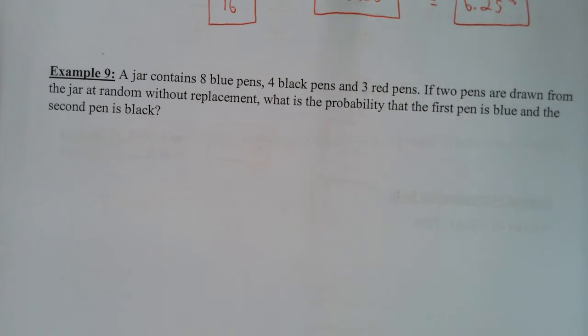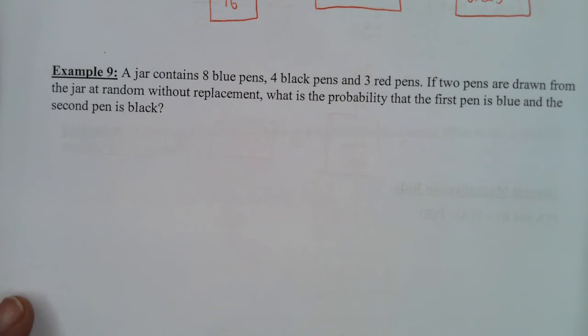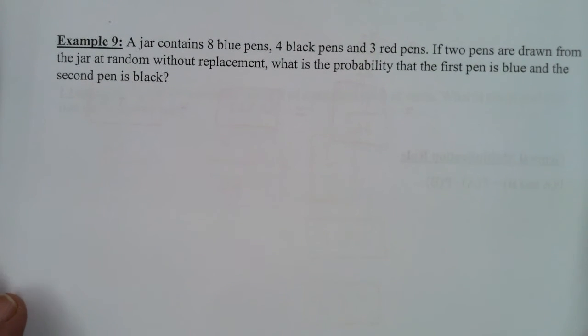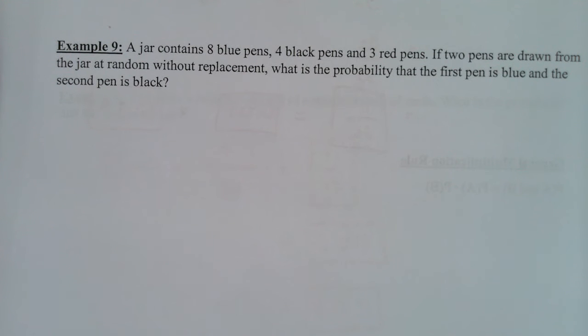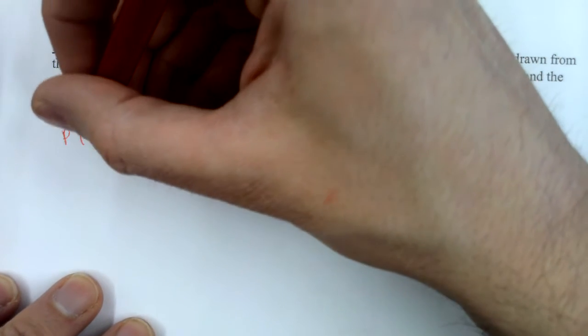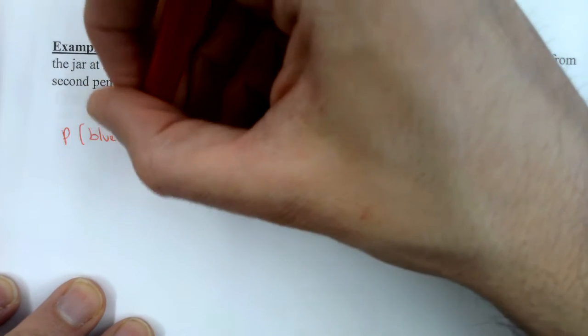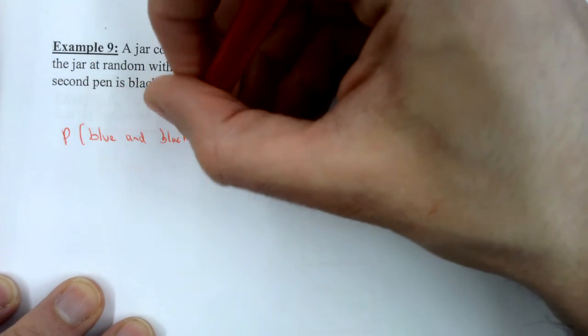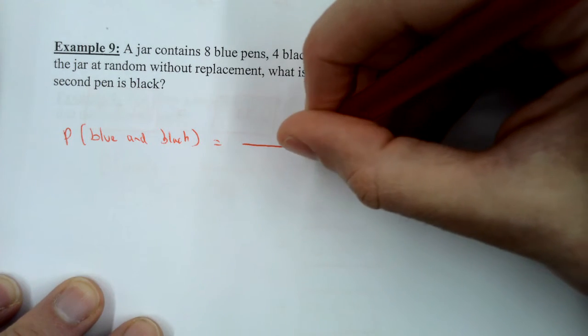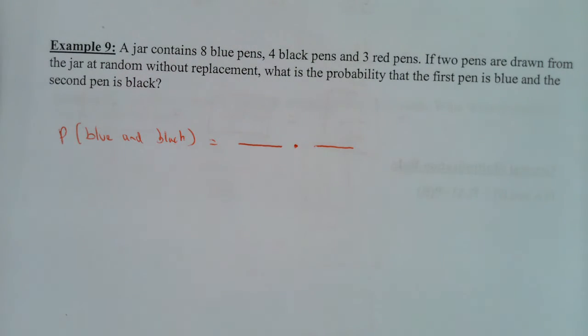Example 9. A jar contains 8 blue pens, 4 black pens, and 3 red pens. If 2 pens are drawn without replacement, meaning you take it out and you leave it out, what's the probability that the first pen is blue and the second pen is black? The probability of blue and black equals... if you add up the pens, there's 15 pens.